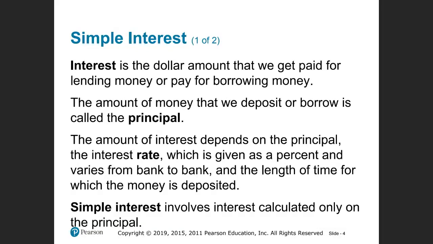First, we need to go over some terms that are important to understanding how to use the formulas. Interest is the dollar amount that we get paid for lending money or pay for borrowing money. The amount of money that we deposit or borrow is called the principal. The amount of interest depends on the principal, the interest rate, which is given as a percent and varies from bank to bank, and the length of time for which the money is deposited. Simple interest involves interest calculated only on the principal.